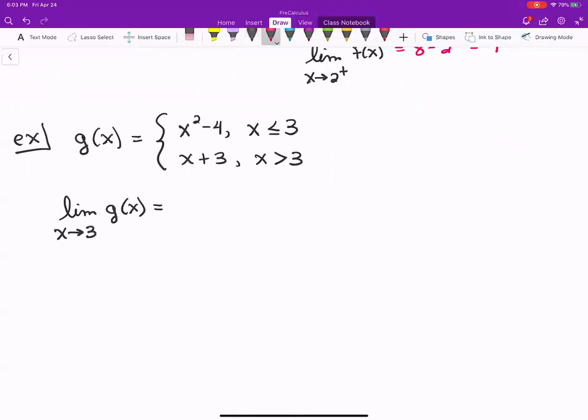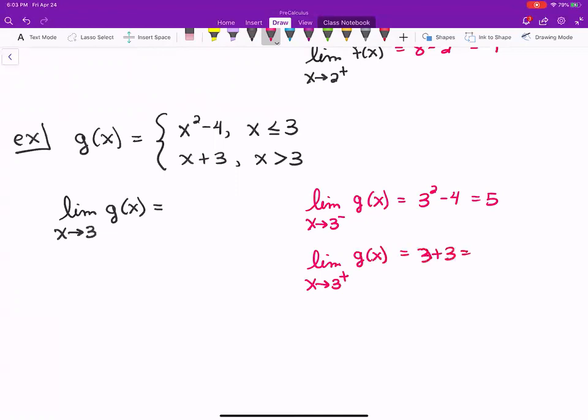Again, you'd have to do the limit from the left and the right-hand side. So I'm going to do the limit as x approaches 3 from numbers that are smaller than 3, which means you should have gotten 3 squared minus 4, which is 5. Then you should have gotten the limit as x approaches 3 from the right, which would have been plugging into the part x plus 3, which would have given you a value of 6. Those two values are not the same, in which case this limit does not exist.